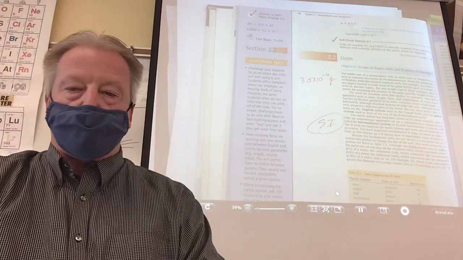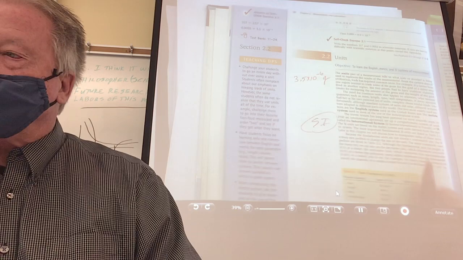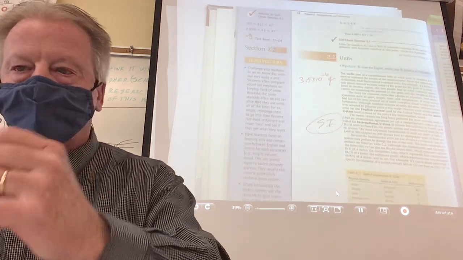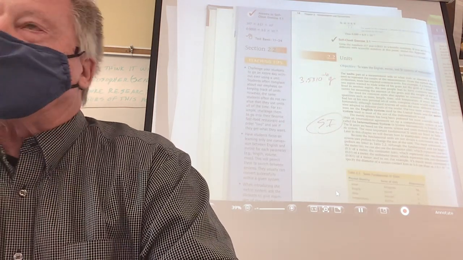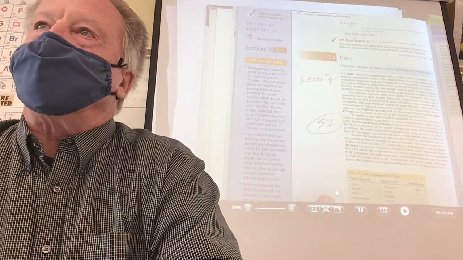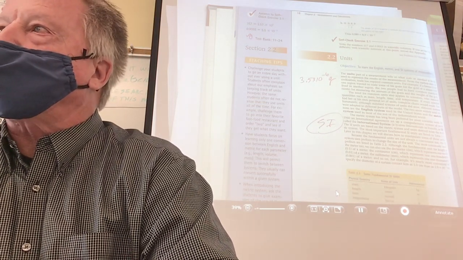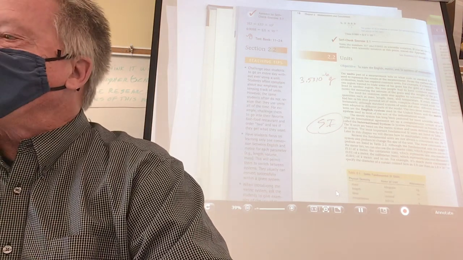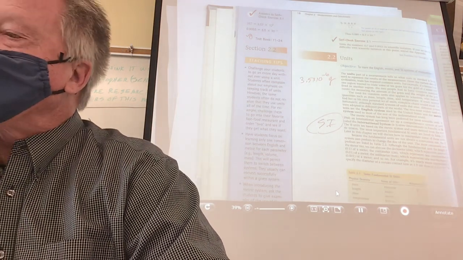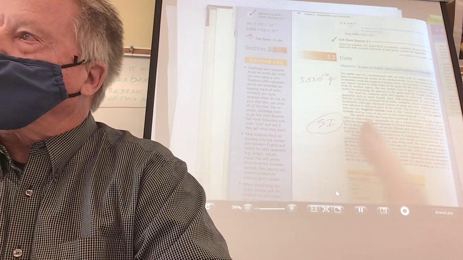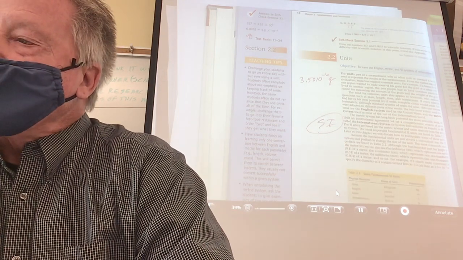Now what I want to do is, in your book, let's talk about this page here. It's your job, at the minimum, to scan the chapter. You get that? Scanning it, you look for pictures. You might read the captions on a picture, or you might look at the dark print words. So let's take a look at this.